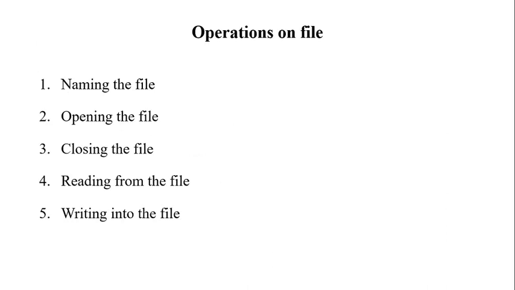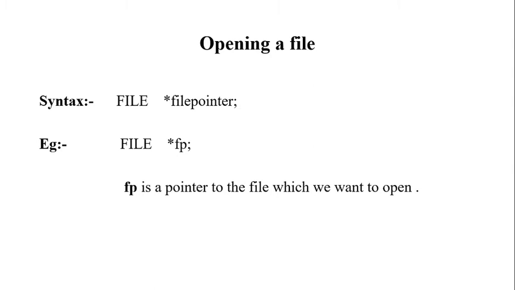Then what are the different operations on a file? We have mainly five types of operations: naming the file, opening the file, closing the file, reading from the file, and writing into the file. These are the basic operations on files. For every operation, first of all, we need to open a file. So, how can we open a file?